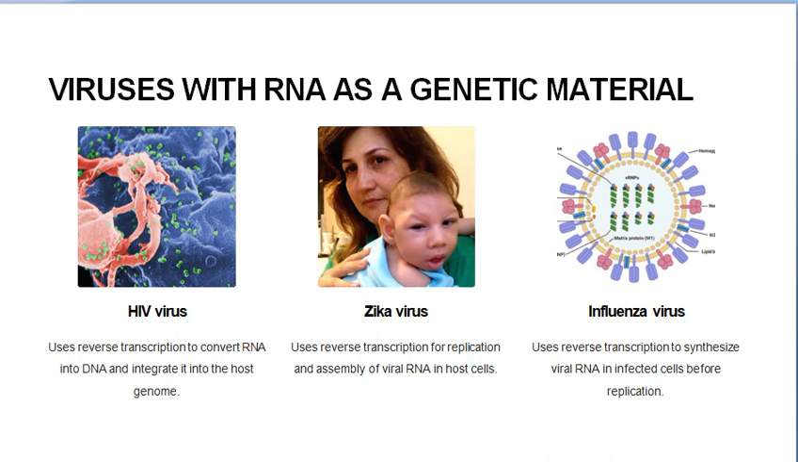Let's say a person has HIV, where ELISA is also used. The virus RNA is extracted, and that extracted RNA is used for the RT-PCR reaction. So we have COVID, HIV, Zika viruses, and influenza viruses, which have RNA as their genetic material. RT-PCR is basically used for viruses which have RNA as the genetic material.